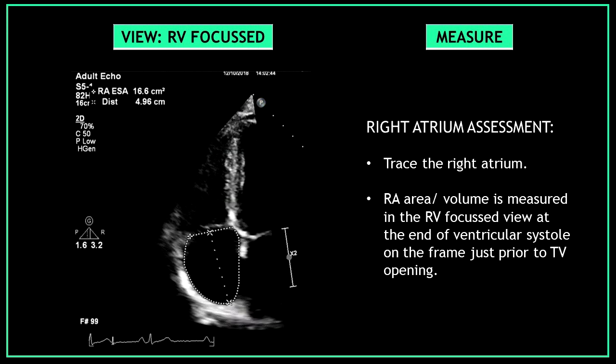Now continue with the right atrium assessment. Trace the right atrium. The right atrial area and volume is measured in the right ventricular focused view at the end of ventricular systole, on the frame just prior to the tricuspid valve opening.